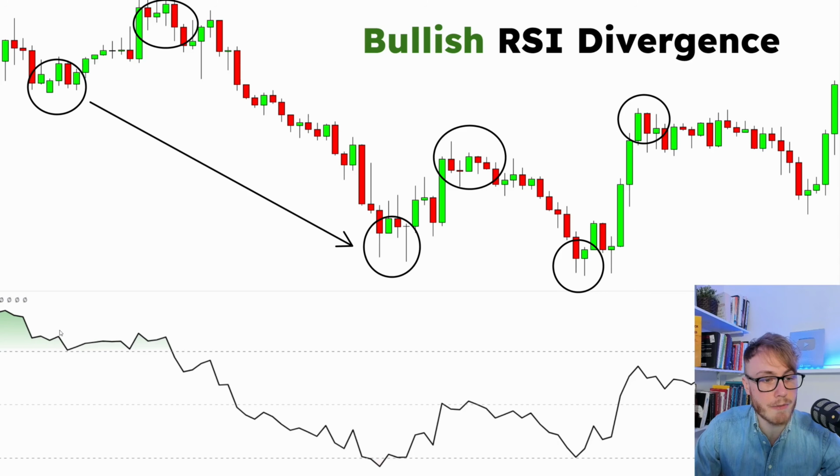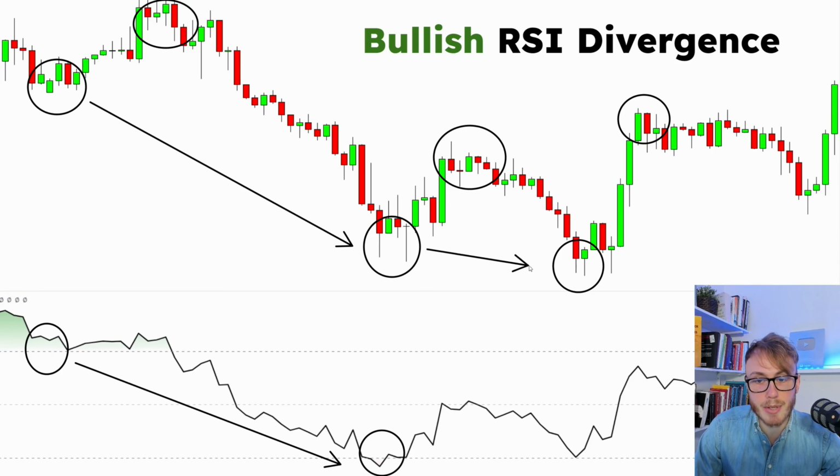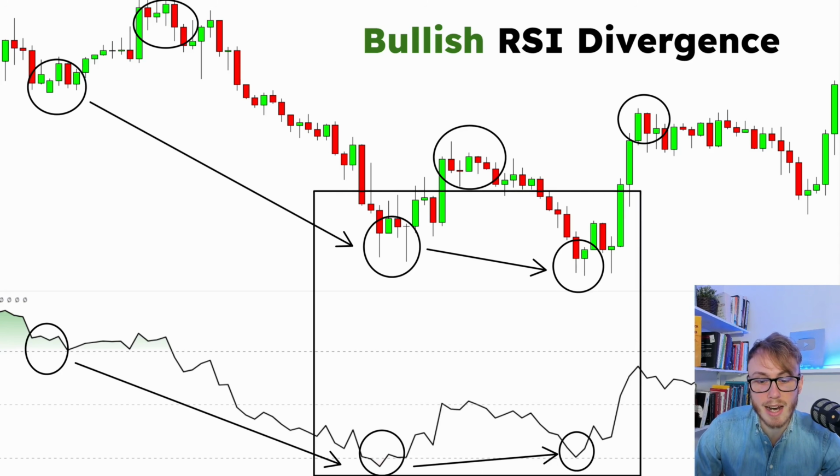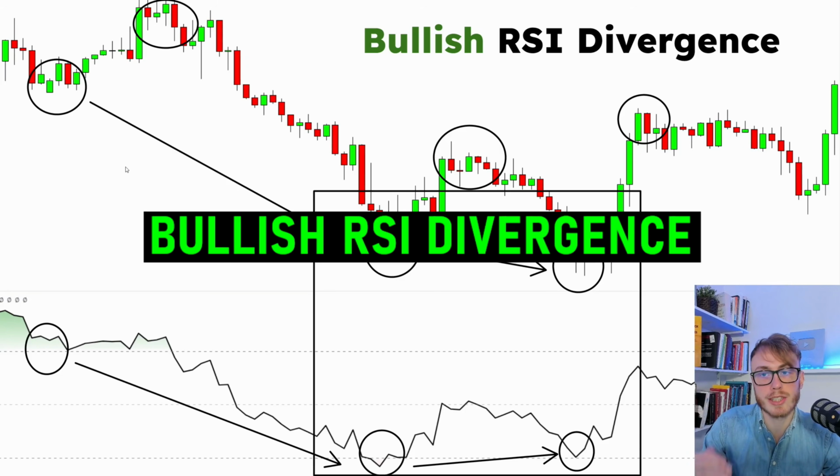If we take a look at the first 2 lows here, we can see that the low of the RSI is right around here, and the RSI clearly prints a lower low. So here we have the price printing lower lows and the RSI printing lower lows. But now let's take a look at the next low. Here we can see that the price prints a lower low, but the RSI prints a higher low. So here we have lower lows on the price, higher lows on the RSI, or in other words, we have found a bullish RSI divergence.